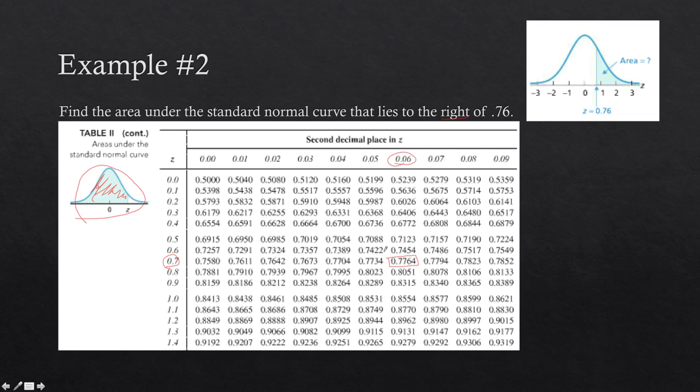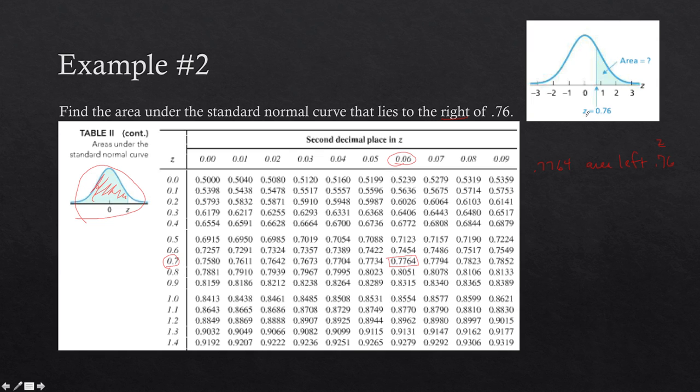0.7764. Now, this is where it's important for you not to get ahead of yourself. That is the area to the left of 0.76. So 0.7764 is the area to the left of 0.76 of our z-score. Well, how do we find the area to the right?